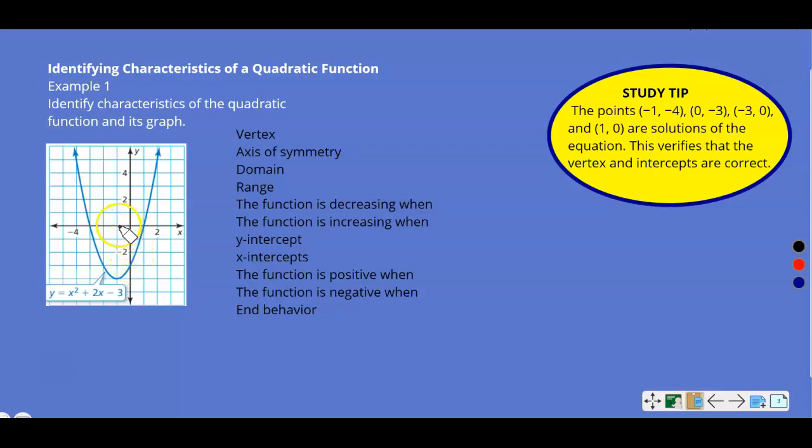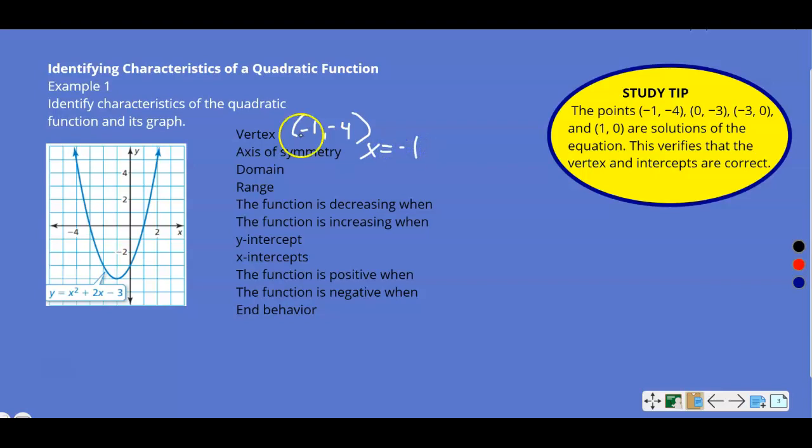So if we look, that's going to be -1, and that's down 4. So -1, -4 is the vertex. All right, the axis of symmetry goes right through the vertex. It goes through -1. So the axis of symmetry is going to be x equals -1.